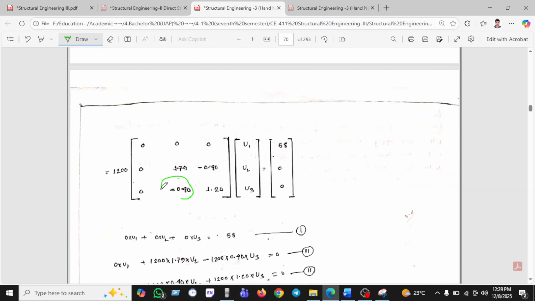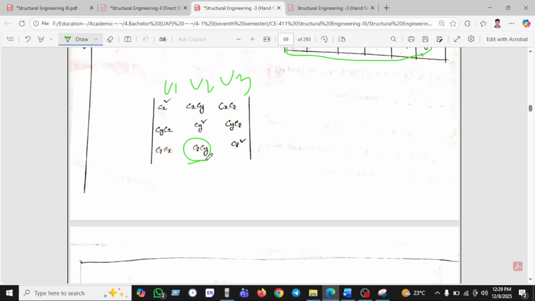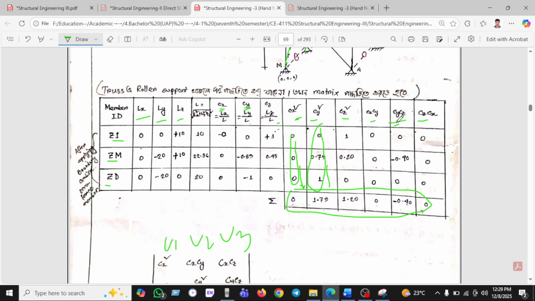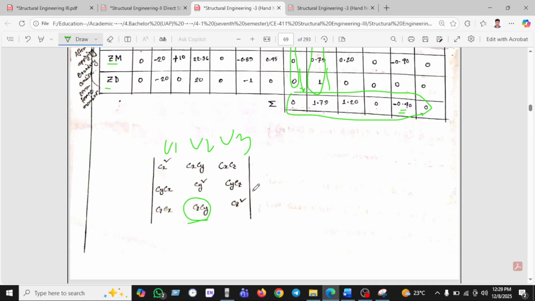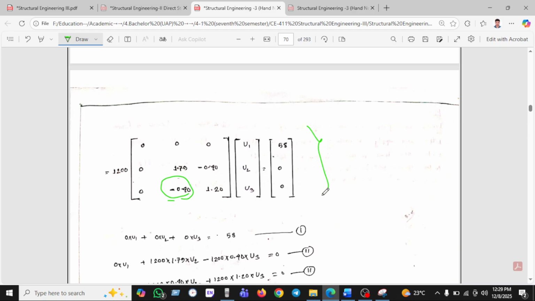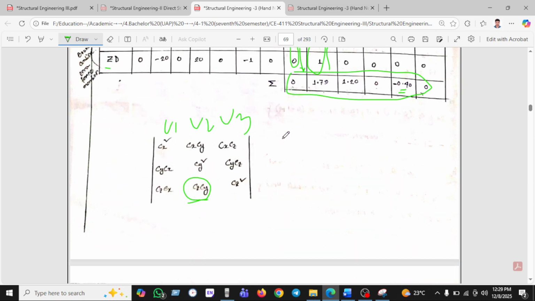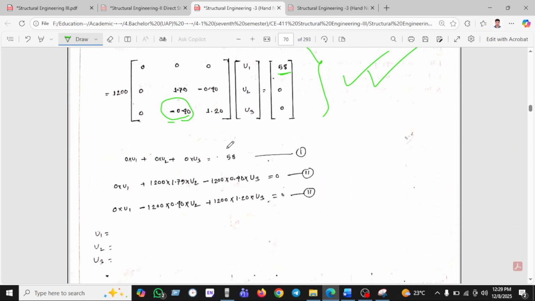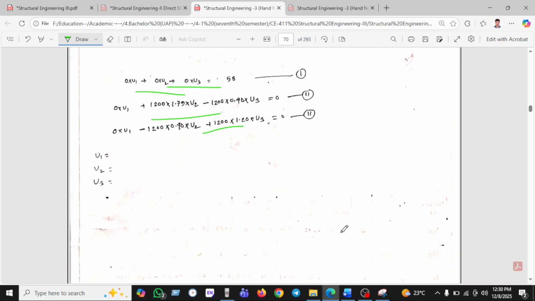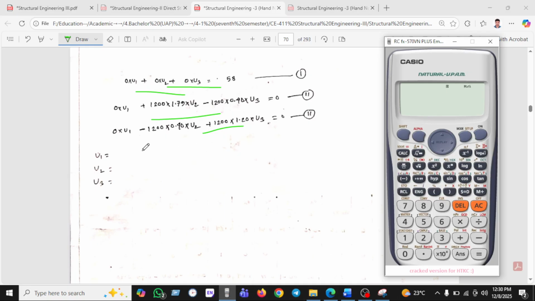How will we get the 0.40? It is nothing but Cy Cz, which is 0.40, and putting all these values here. After finding this value, this is the k, and the displacement will equal p. I will find 58, 50 is given here. This is the applied load. After finding here, we can assemble these equations 1, 2, 3, and after assembling, we calculate here and find u1, u2, u3.